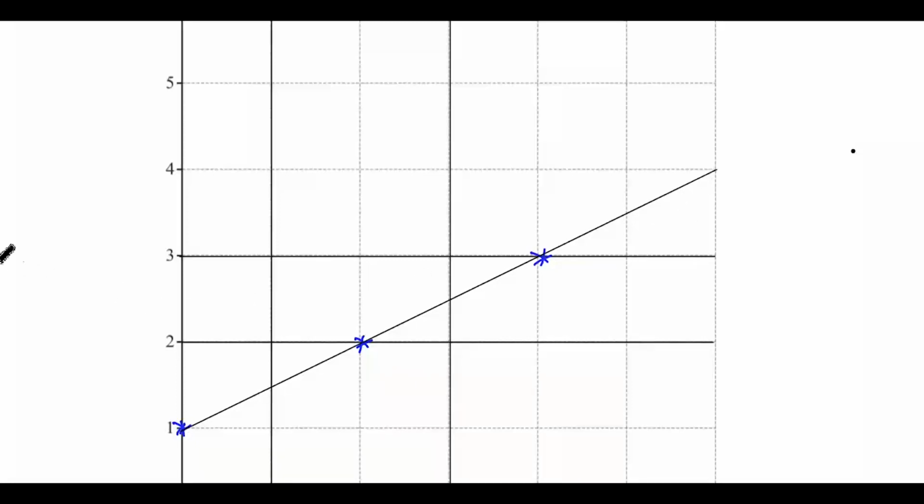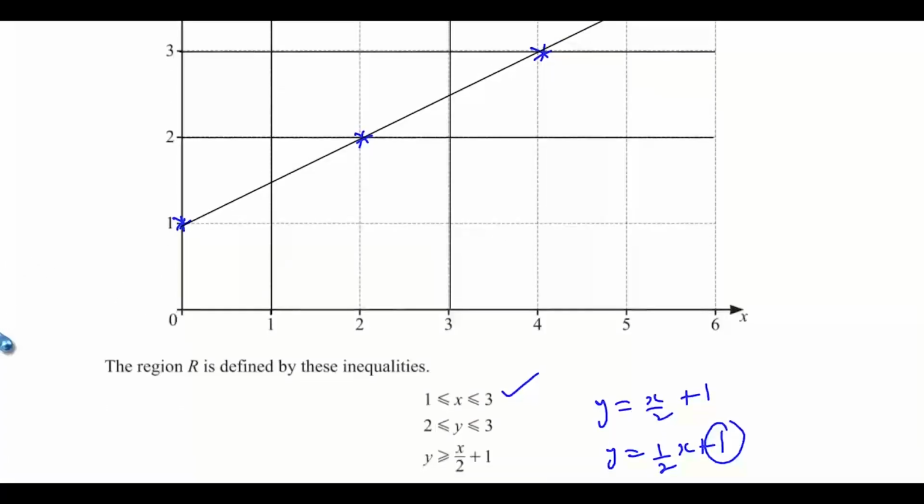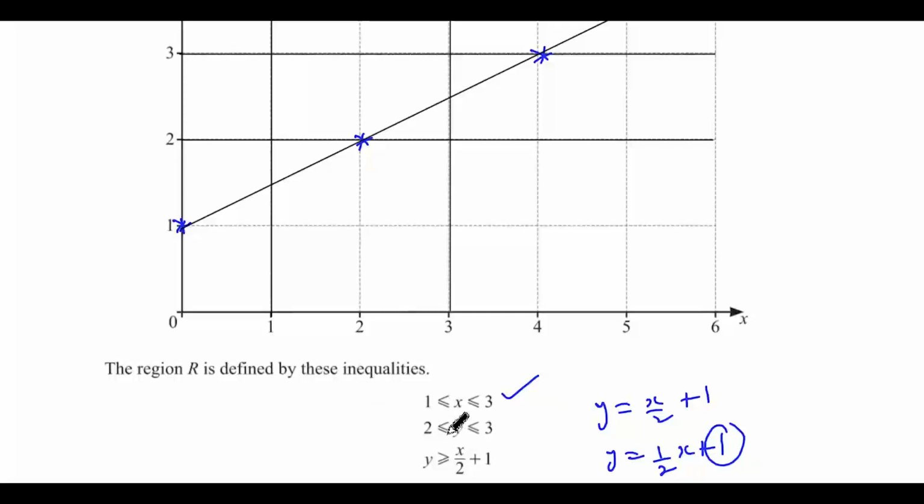This line will be y equals 1 over 2 x plus 1. Greater than will be the upper part of it here. So that means the needed region where R will be is somewhere here. Okay, I think I can do this. So R will be here, the yellow part here. It looks like a trapezium.